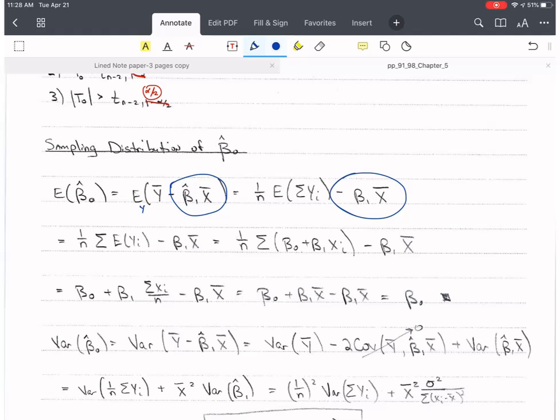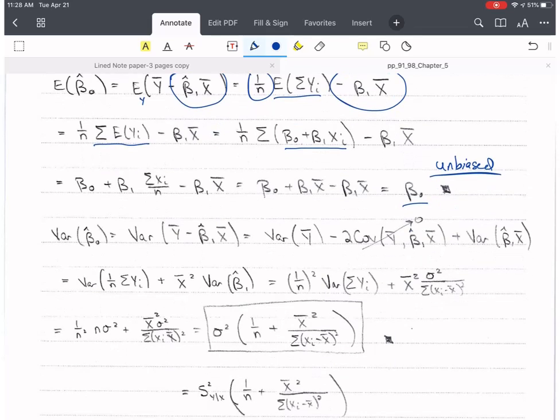But to find the expected value of y bar, it's easy to break that up as 1 over n times the sum of yi. The 1 over n is a constant, so it comes out to the front, and so we have the expected value of the sum, which is the sum of the expected values, and we can rewrite that as the regression line, and then we solve and we end up with the fact that the expected value of beta naught is equal to beta naught, so it is an unbiased estimate.